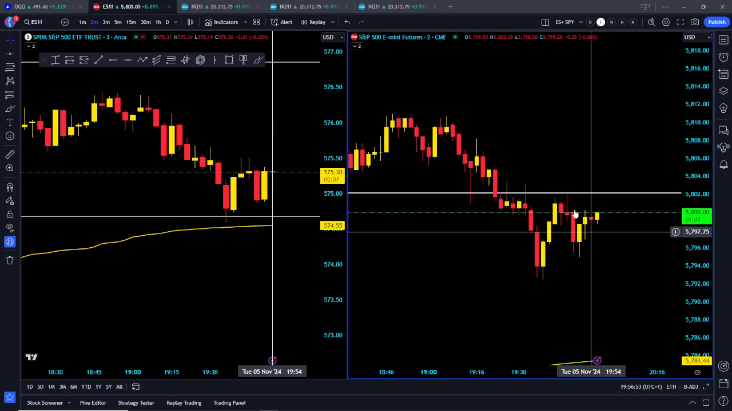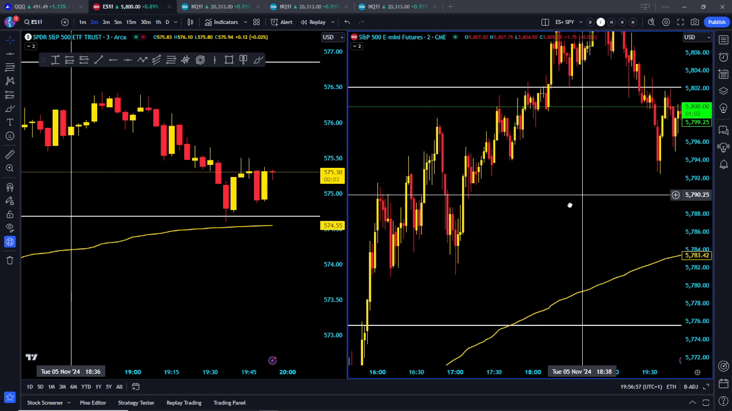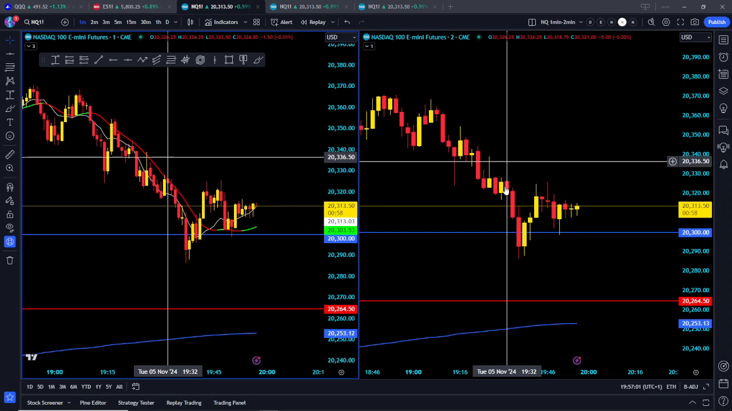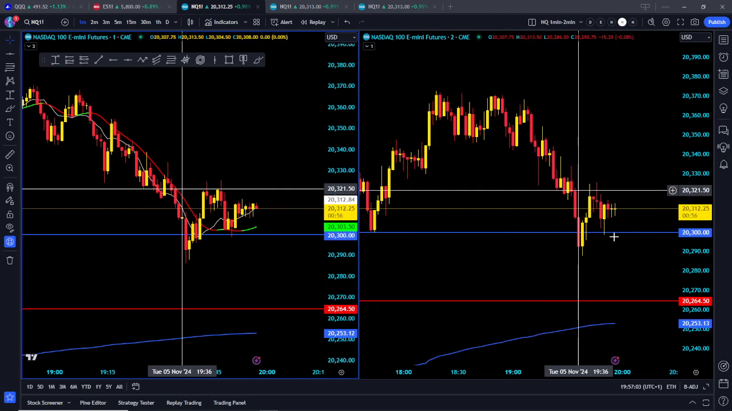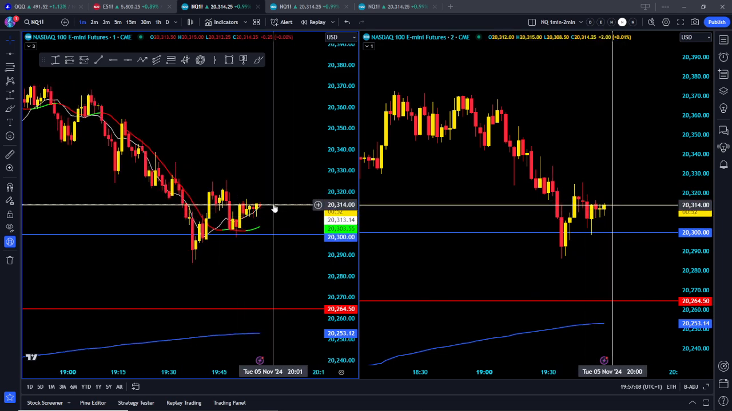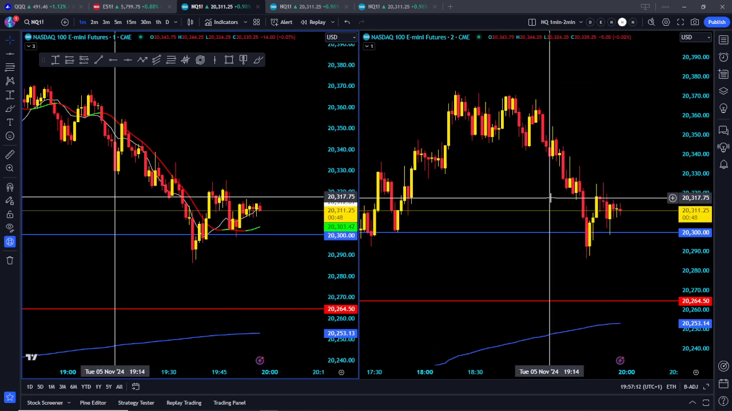So if you want something that moves slower and is not as aggressive, then probably the S&P 500 is for you. But if you want something that moves fast and you want something volatile and a bit more crazy and that has a little bit more opportunity, then I would say the Nasdaq is for you.